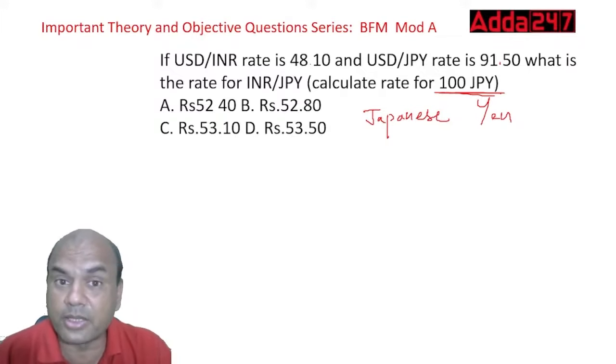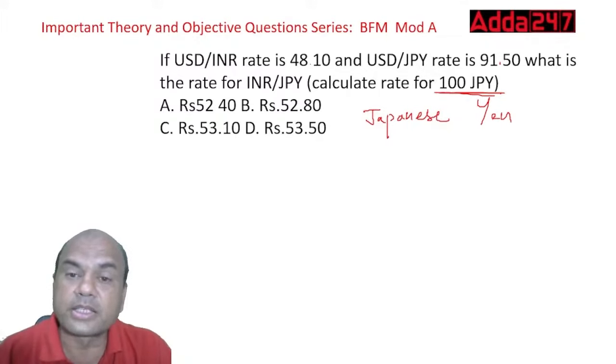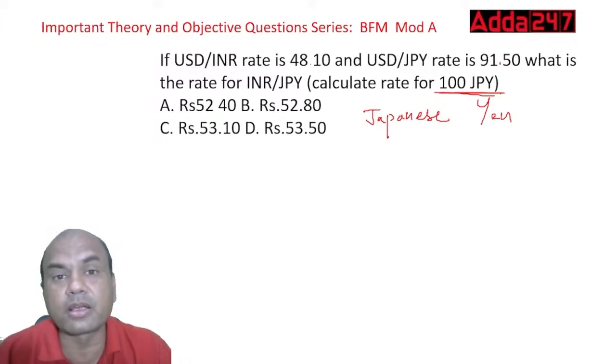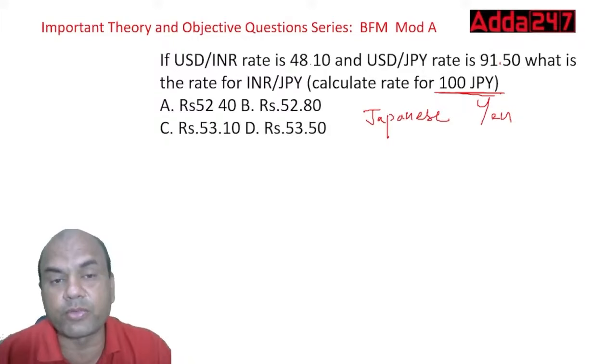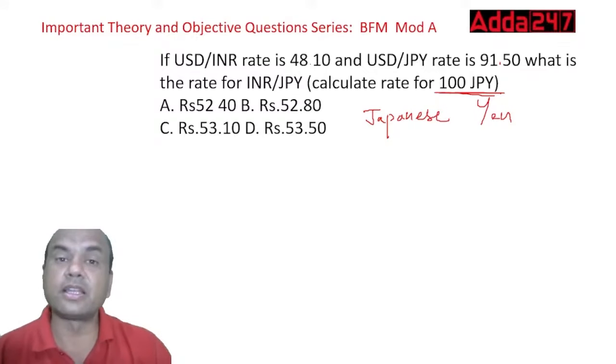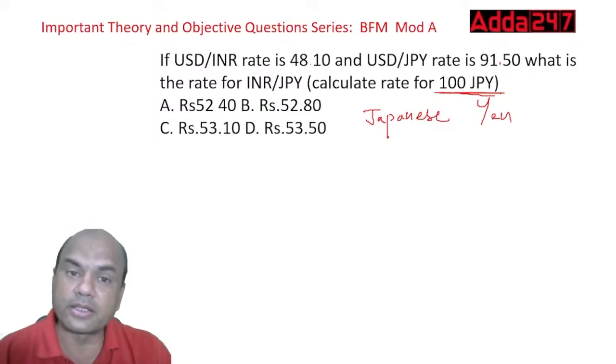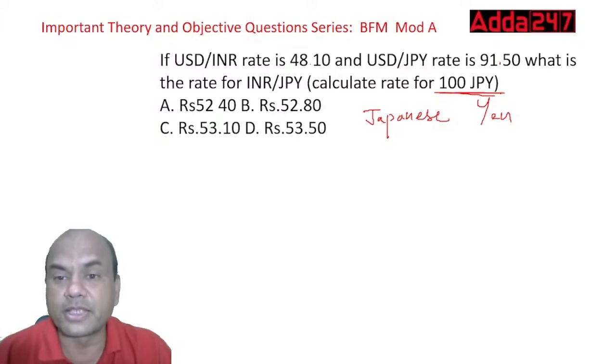Now, remember, it doesn't mean that because the currency is lower, the country is lower. Japan is the most developed country, one of the top 5 developed countries in this world. Once you have these top 5 developed countries whose currency is lower than that of Indians, will you say it is less developed than India? No, nothing like that. Currency is not at all related to the development of any country. So now, Japanese yen.